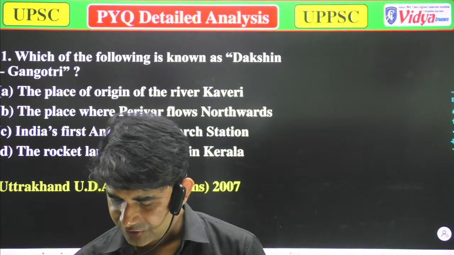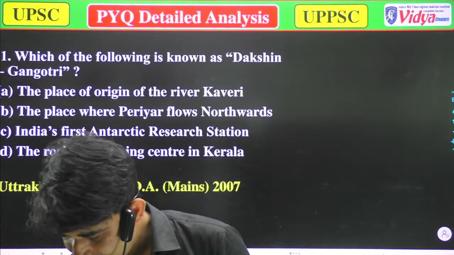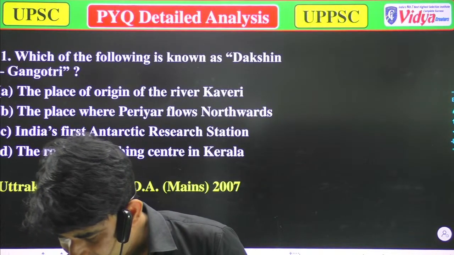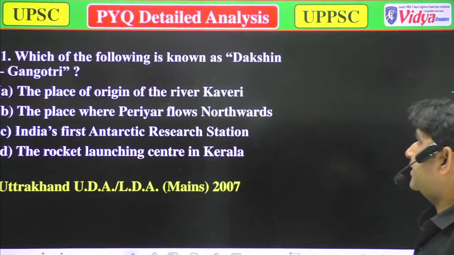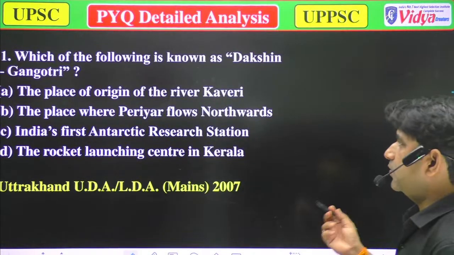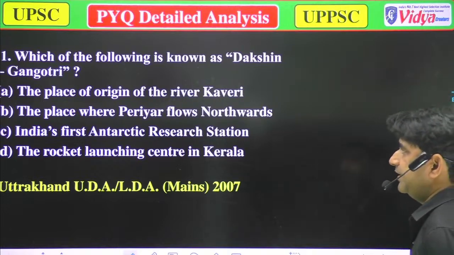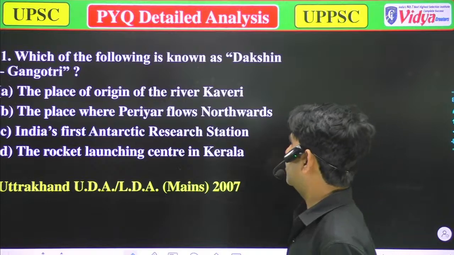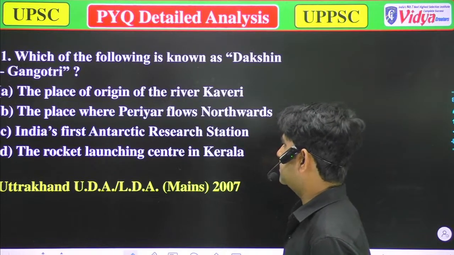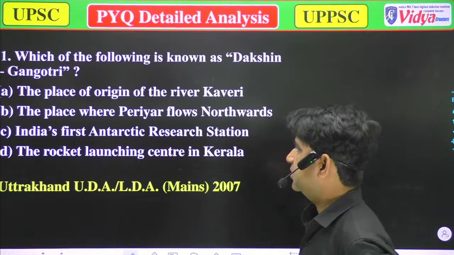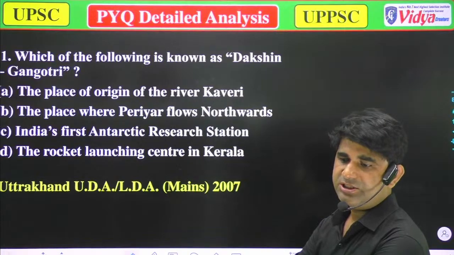So our first question is related to some topics, that is: which of the following is known as Dakshin Gangotri? Option A, the place of origin of river Kaveri. B, the place where Periyar flows northwards. C, India's first Antarctic research station. And D, the rocket launching center in Kerala.